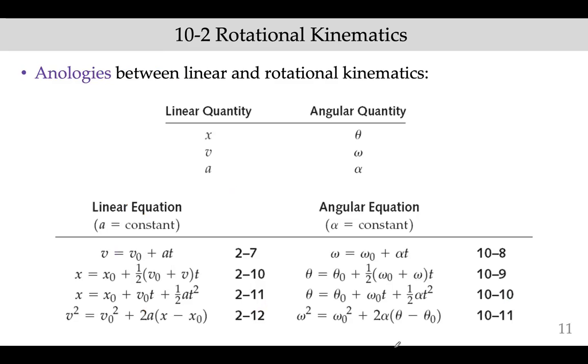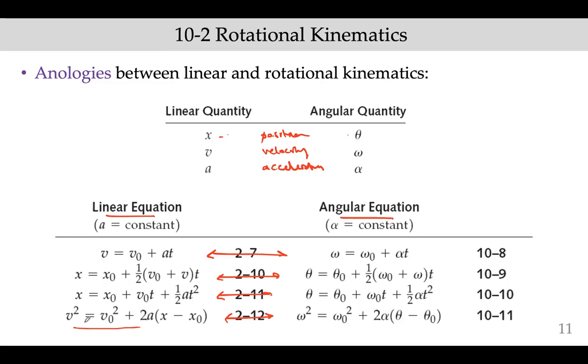So to summarize the analogies between linear and rotational kinematics, x is like theta. So x and theta are similar. They are both for position. These v or omega, they are velocity. And a or alpha, they are acceleration. And when you compare these, you will see there is a one-to-one analogy between linear equations and the angular equations.